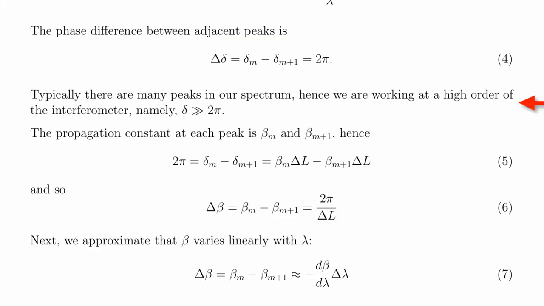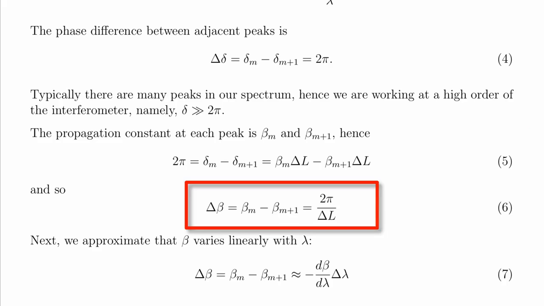Typically, there are many peaks in our spectrum, hence we are working at a high order of the interferometer, namely delta is much greater than 2 pi. The propagation constant at each peak is beta m and beta m+1. We can define the difference as delta beta and relate it to 2 pi and delta L.